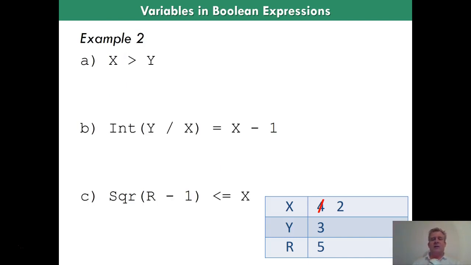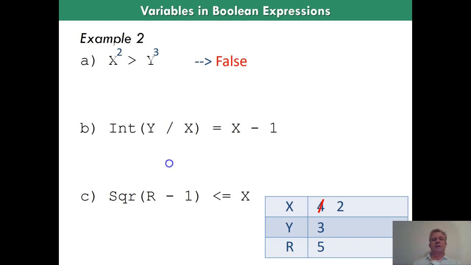Now, using these values that we've tracked in our trace, we can complete these Boolean expressions. So, is x greater than y? Well, x happens to be 2, y happens to be 3. 2 is not greater than 3, so it is false. It evaluates to false.